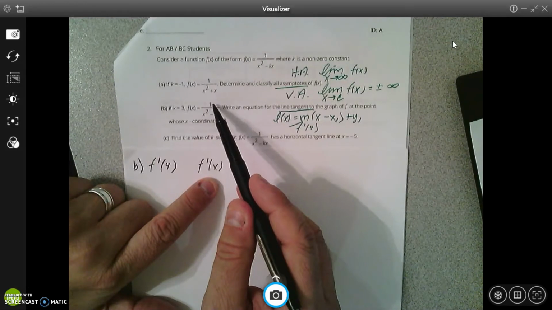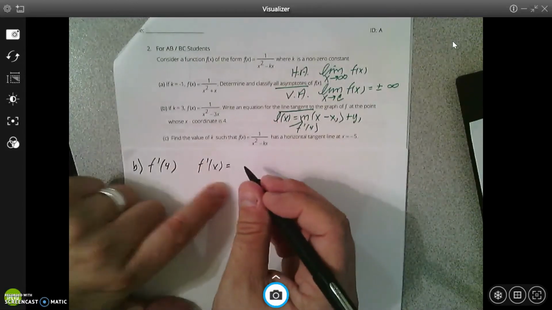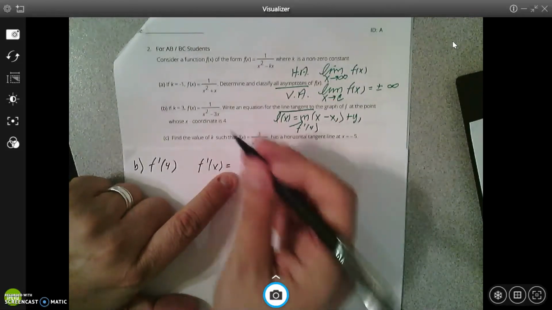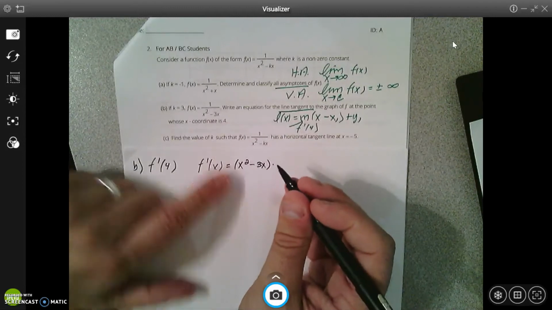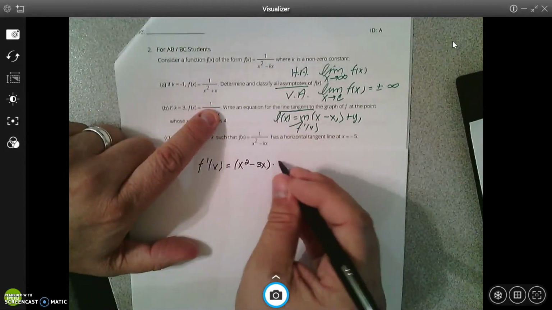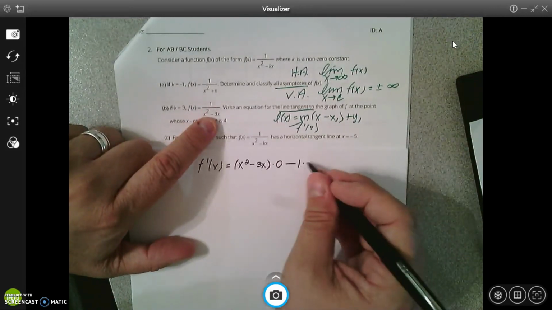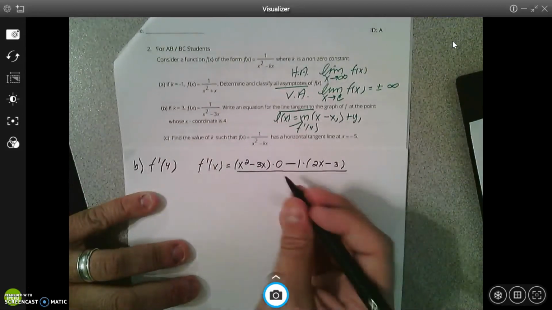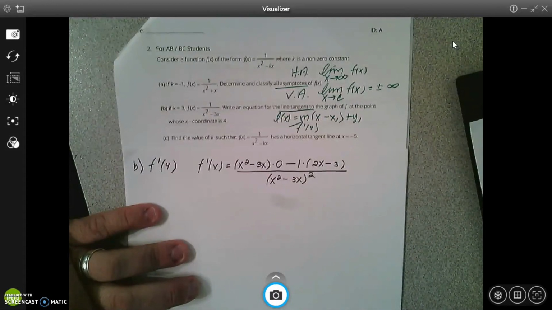The derivative of 1 over x squared minus 3x, we can use the quotient rule. The quotient rule says low d high minus high d low, over low low. Low is your denominator. D high, the derivative of the numerator, well that's 0, minus high, that's the numerator, times the derivative of the denominator, all over low low, the denominator squared.